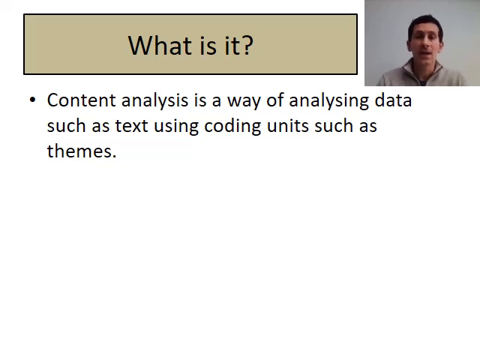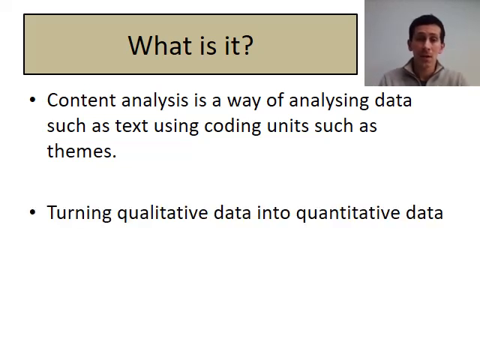Well, content analysis is a way of analysing any data. So it could be data such as text or from newspapers, from TV adverts. And we do this by using coding units. Coding units can be a variety of different things, which we'll go into in this video. And it might include things such as different themes within the text or TV program. And really what it is, in the most basic form, is a way of turning qualitative data, so text or information in a newspaper, into quantitative data, into numbers that we can then apply statistical testing to.